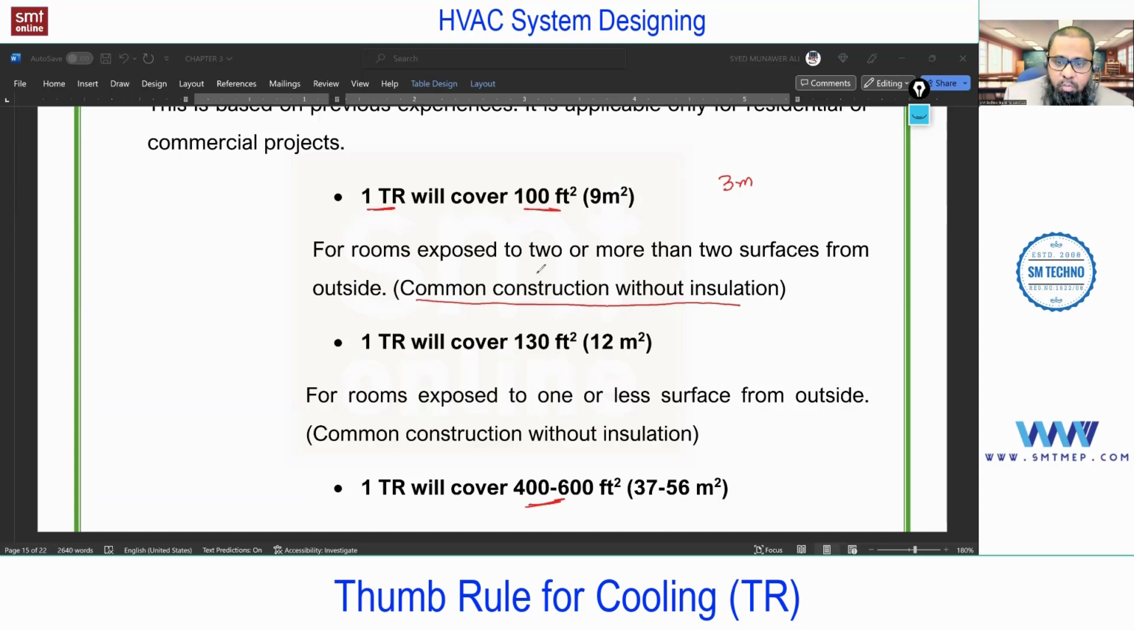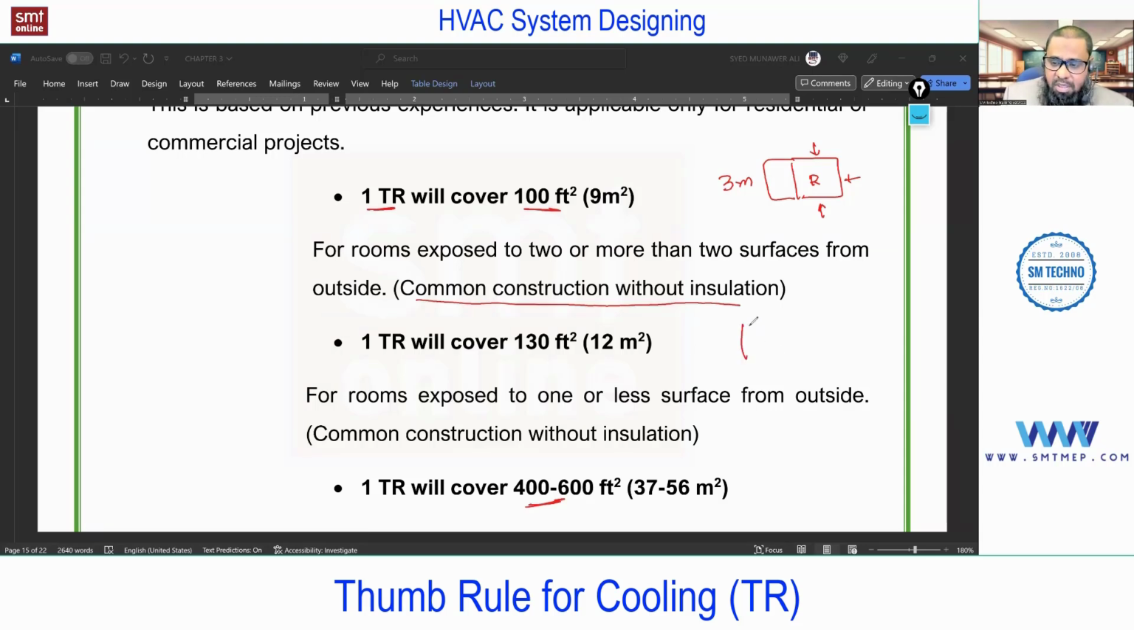For exposure of more than 2 sides, for example, consider a room, top view. This is a room. This side is exposed, this side is exposed, and this side is also exposed. Only on this side we have one more room. In that case, for 100 square feet of area, 1 ton is required. If the room is say 200 square feet, we can consider say 2 TR, just roughly.